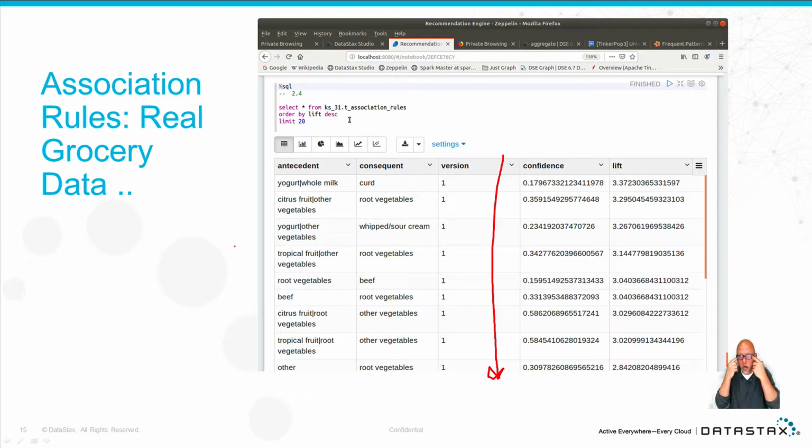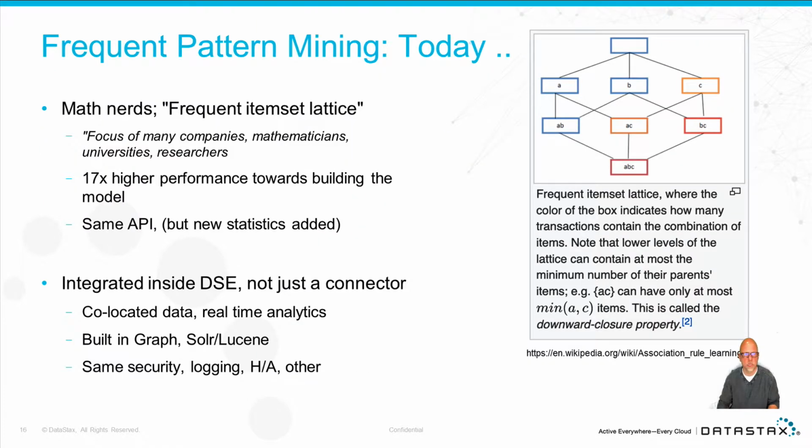Getting them a scored response of, hey, have you considered buying curds and putting those in your grocery cart also? So the model is resource intensive to calculate, but scoring the model, finding the proper consequent, is quite simple actually.